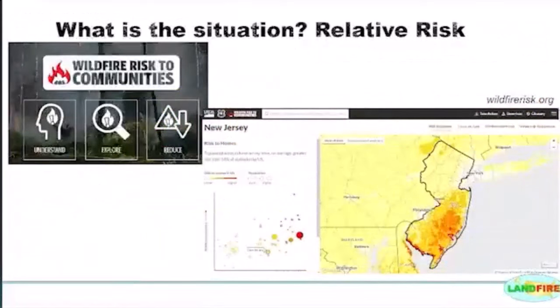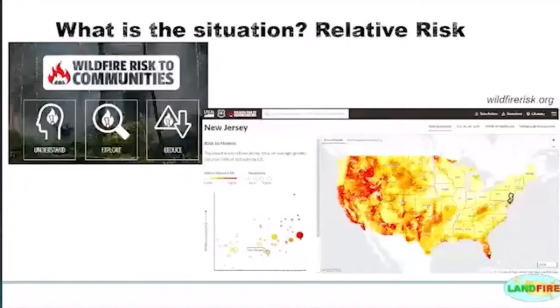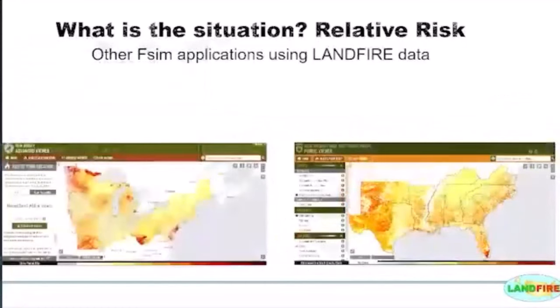All right, so here is the example of the Wildfire Risk to Communities website. I'm from New Jersey. I always look at New Jersey first. And it's a great way to understand your relative risk compared to other areas. So if you look at the entire United States, this is produced by the U.S. Forest Service, again using LANDFIRE layers to run those fire behavior models to get the hazard part of that risk equation. We have the Southeast RAP and the more recent Northeast wildfire risk assessment, again using the FSim fire behavior model to get to the risk.